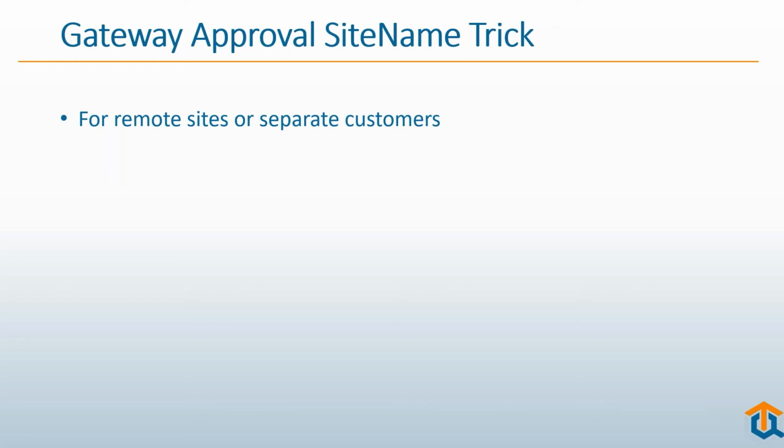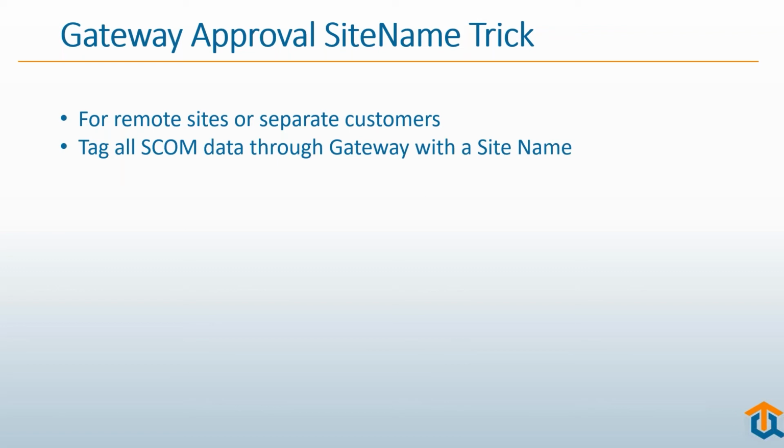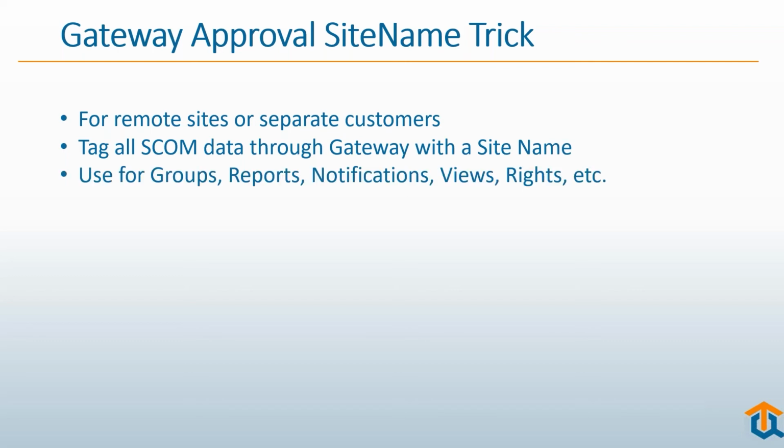What we use this for is for remote sites or separate customers, to tag all of the SCOM data going through a gateway with a separate field, and that field is site name. So there will be a site code attached to every piece of data coming through it. So we can actually see, okay, this server is sending data, and it has an additional parameter, initial value called site name with some kind of a code there. So you could call it customer 1 or customer 2, customer 3, and then you can create groups of these.